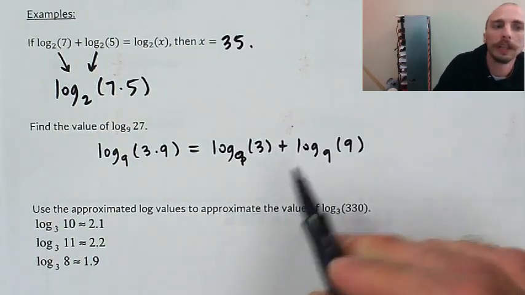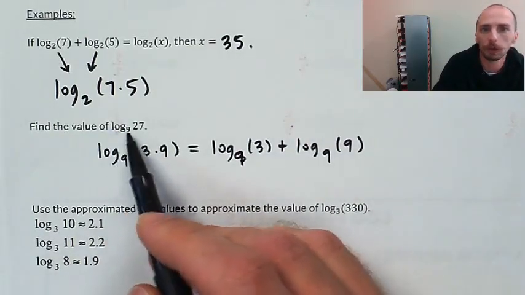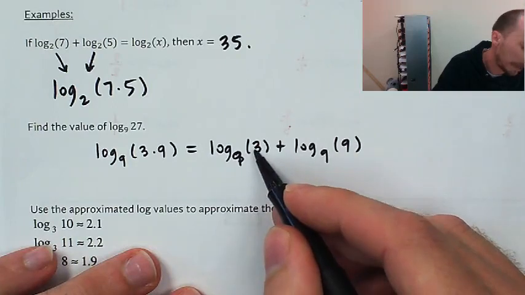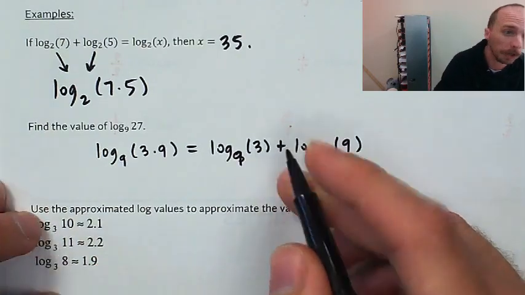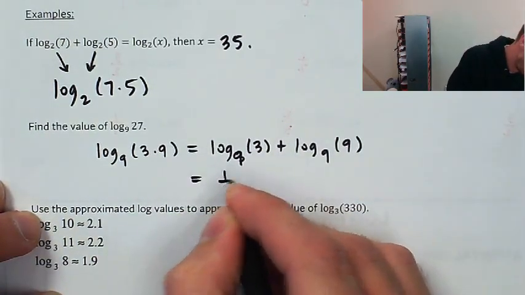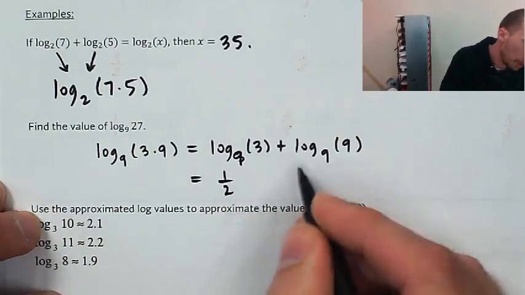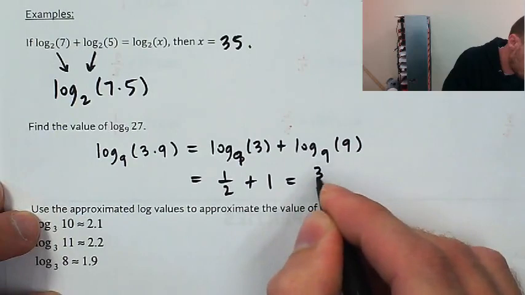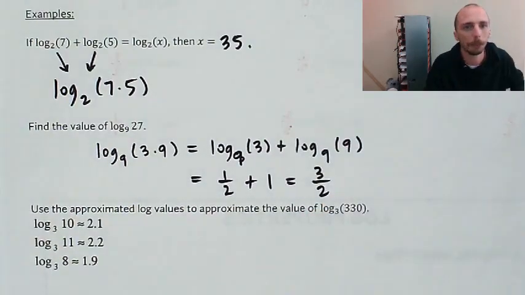Each of these things, I think, are a little easier to digest than just log base 9 of 27, especially if you're new to this stuff. Okay, so what exponent do I put on 9 to get 3? I would put the half exponent on 9 to get 3, because 3 is the square root. And then what exponent do I put on 9 to get 9? That's 1. So that's 1 half plus 1. That's 3 halves, like I said at the beginning of the video.